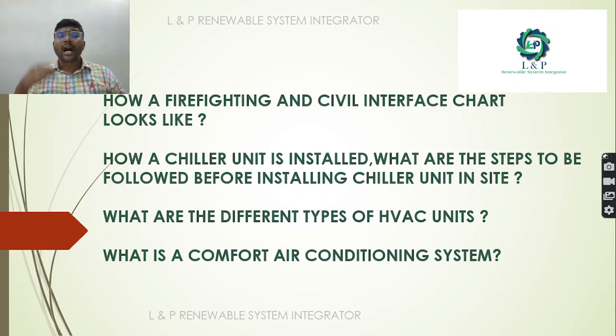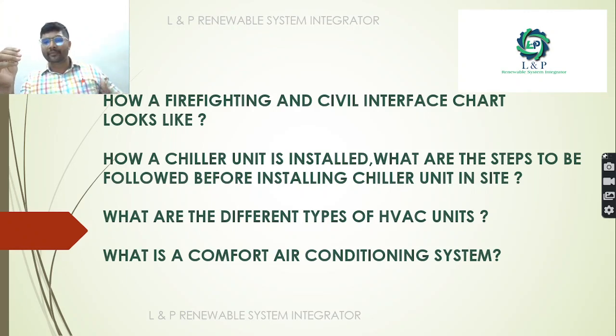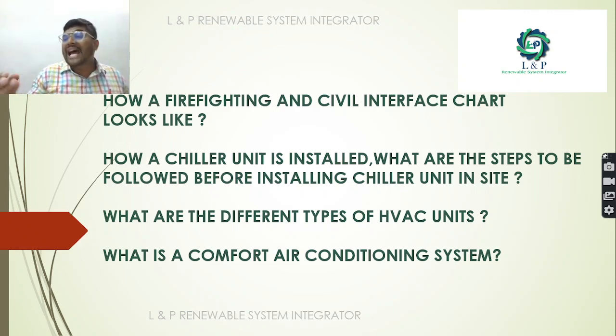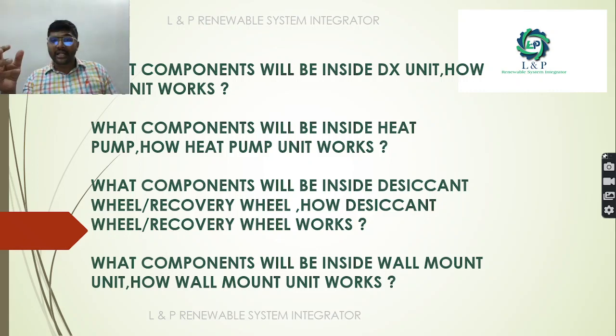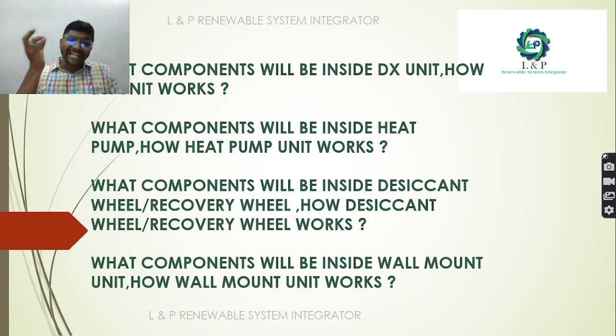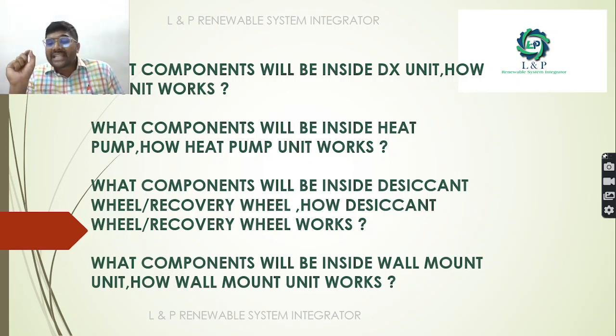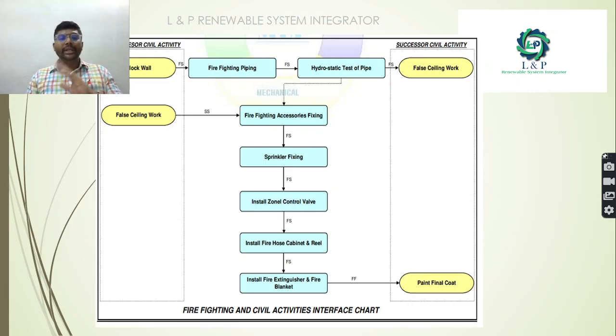And most importantly, how a chiller is installed. It means what are the steps involved, which will be followed to bring a chiller unit inside a site, what are the different types of HVAC units, and what is a comfort air conditioning system. And what are the components present inside a DX unit, what are the components present inside a heat pump, how a heat pump works, what are the components present inside a recovery wheel, how a desiccant wheel works, and what are the components present inside the wall mount units and how a unit works.